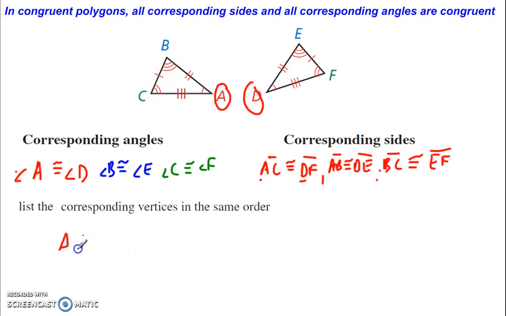So triangle ABC is congruent to triangle, and now we have to go in that same order. D corresponds to A, E corresponds to B, and F corresponds to C. So make sure these go in the same order. So we have the corresponding vertex A and D, B and E, and C and F. If all corresponding angles are congruent and all corresponding sides are congruent, then I can make the statement that the triangles are congruent.